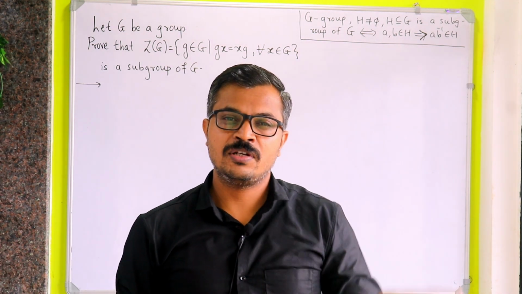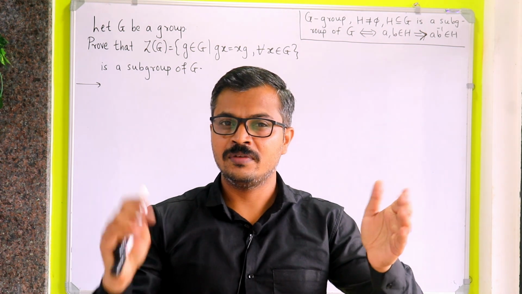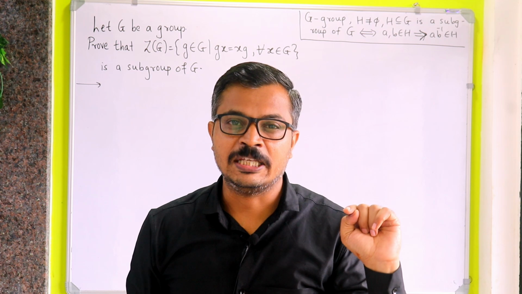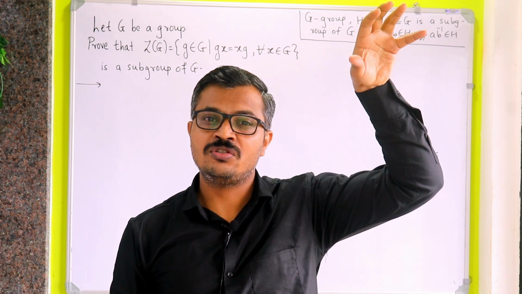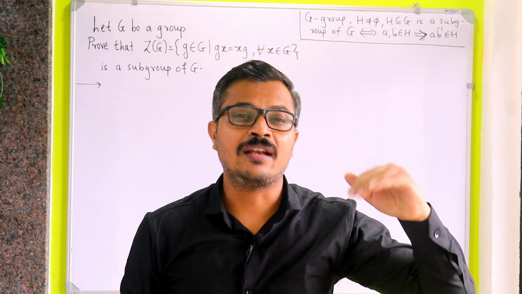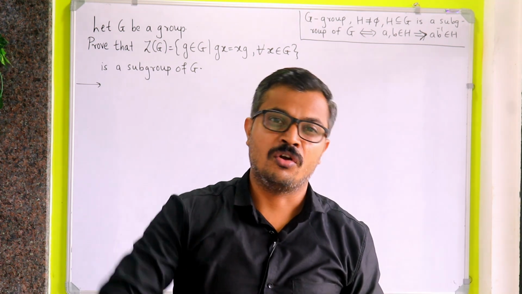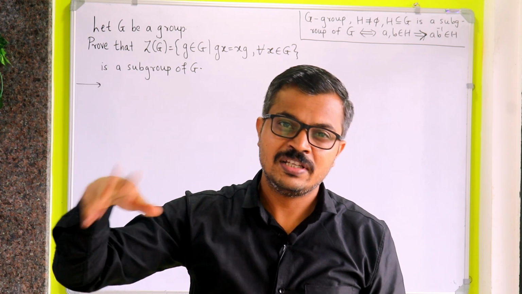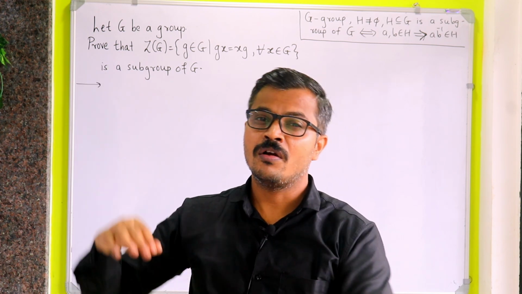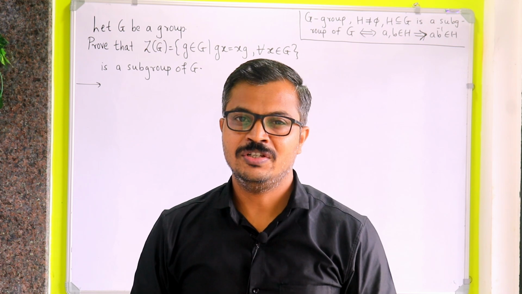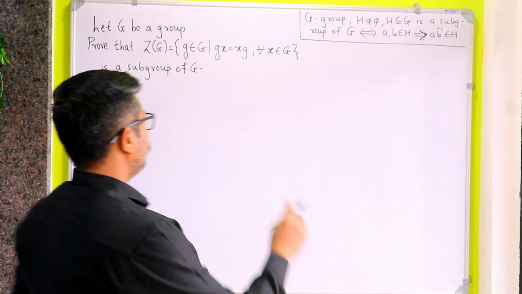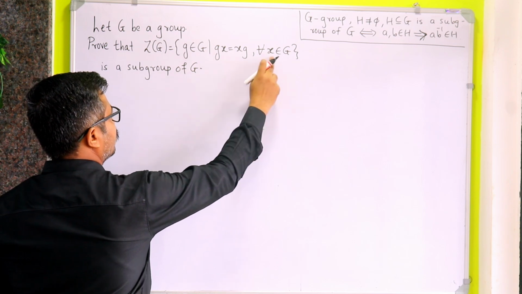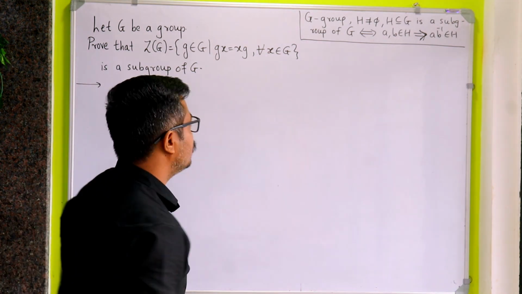So, what is the difference between the center of an element and the center of a group? The center of an element is restricted to element A only. So it says it is the collection of all those elements of G that commute with A. But on the other side, the center of G is the collection of all those elements of G that commute with every element of G, right? So it is the collection of all those elements of G that commute with all the elements of G.